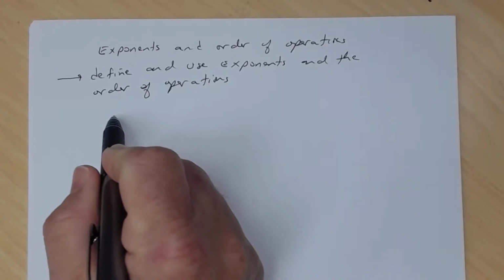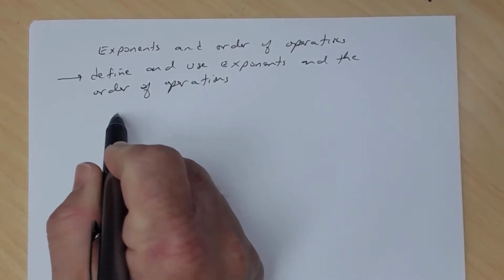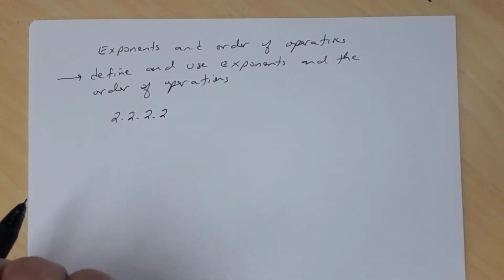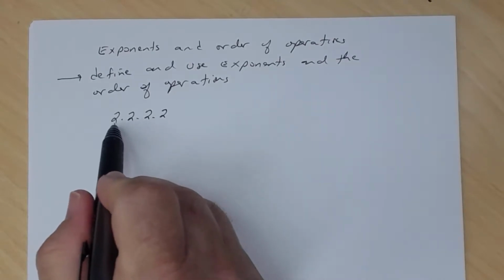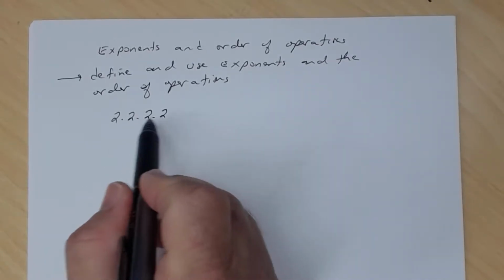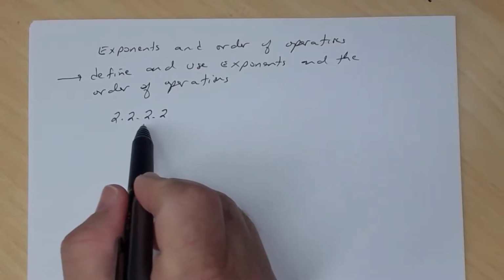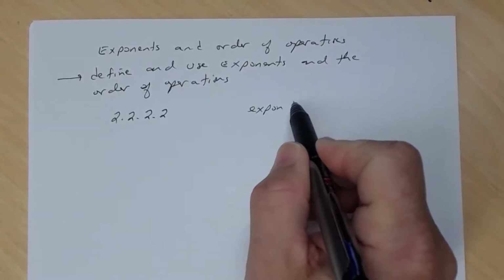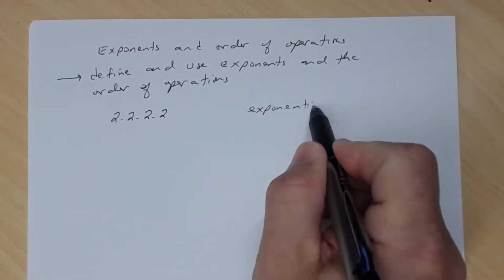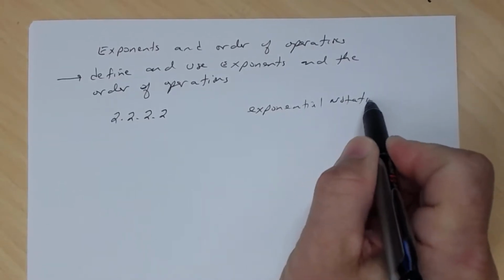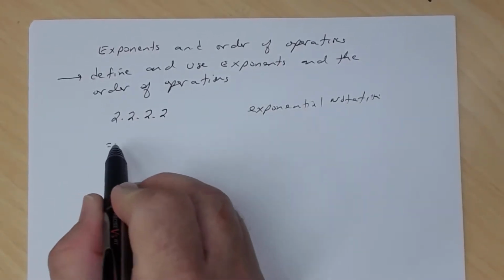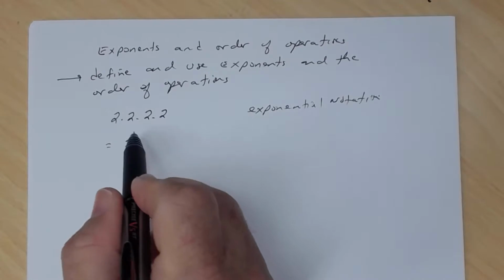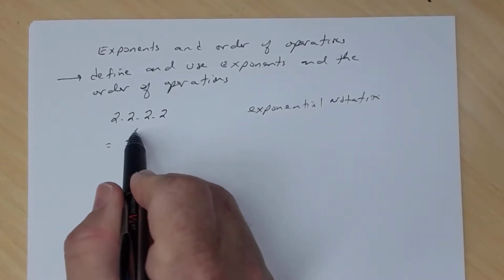Alright, so let's discuss this idea right here. Suppose I had this product. Suppose I had 2 times 2 times 2 times 2. Now, notice that 2 is listed as a factor 4 times. So I can write this in exponential notation. The way I'm going to write this is going to be 2. And remember, 2 is being multiplied by itself 4 times. So 2 is a factor that occurs 4 times. I'm going to write this as 2 to the 4th.